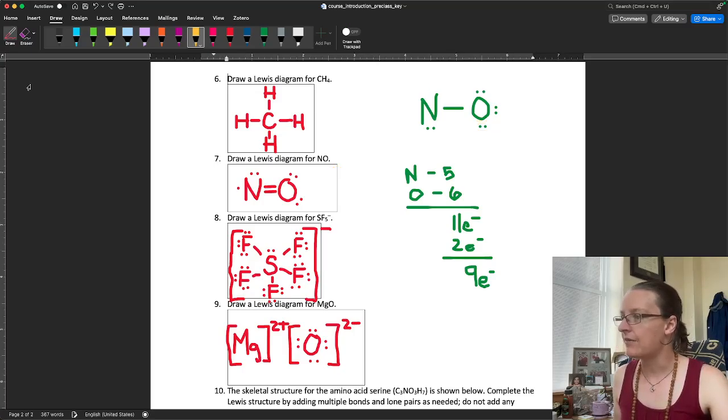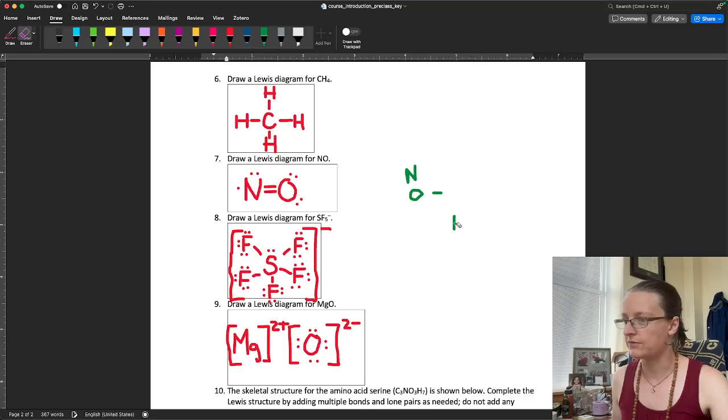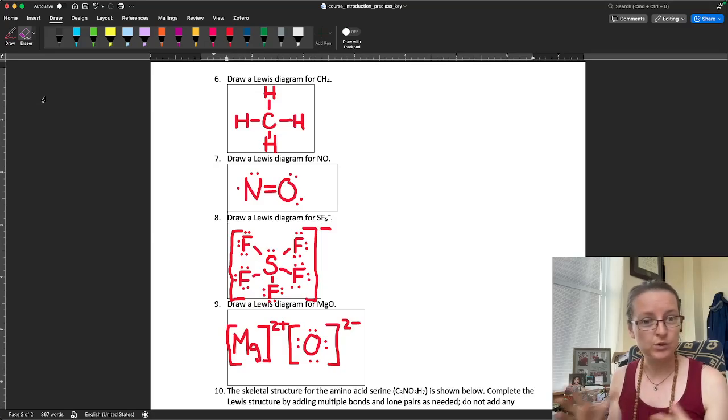Question number 8 now asks us to draw a Lewis dot diagram for a slightly more complicated molecule, in this case SF5-. So when we're doing our arithmetic in step 1 to figure out what the total valence electron count is, we have to take into account the charge. Negative charges put extra electrons into our pool of electrons that we have to distribute. Positive charges take away electrons.